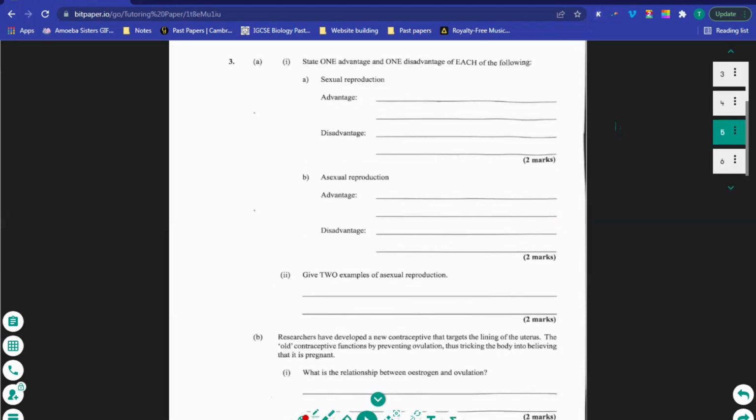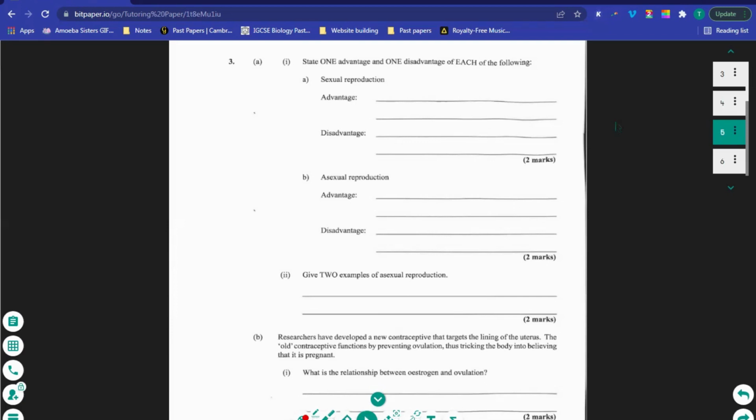Now to our second question. Question 3, part A. This is the same past paper, by the way. So part 1, state one advantage and one disadvantage of each of the following. So we have to state an advantage and disadvantage of both sexual and asexual reproduction. So I'll state 2 for each.